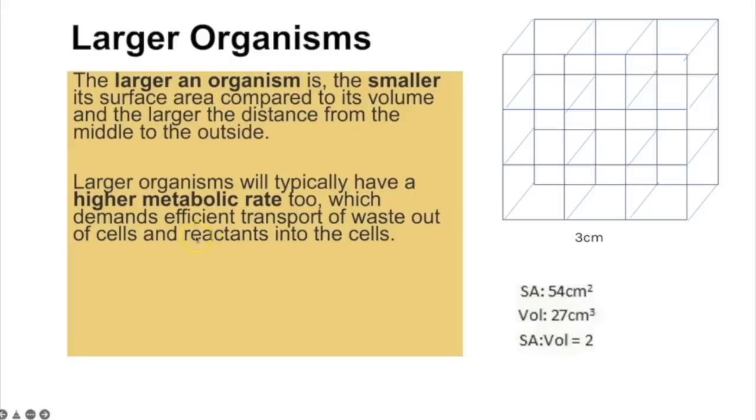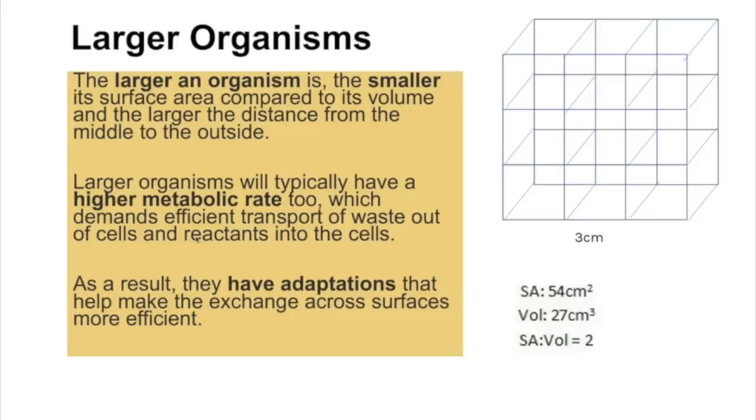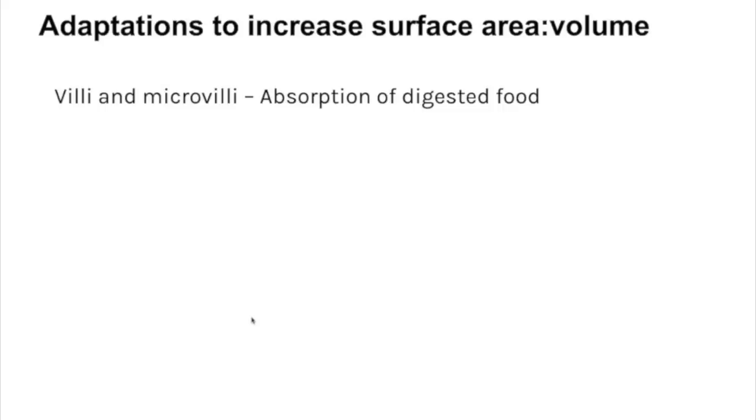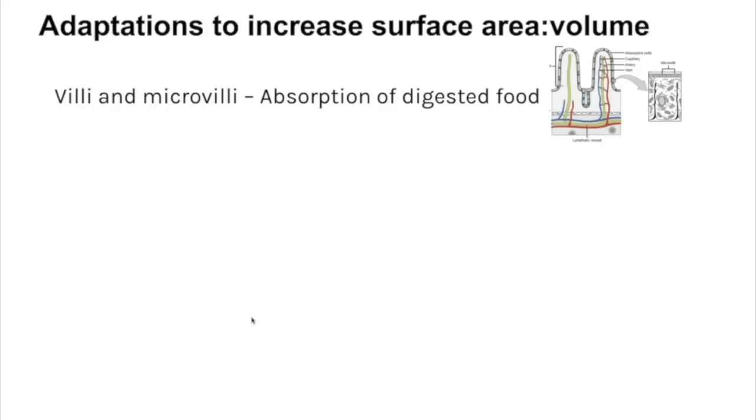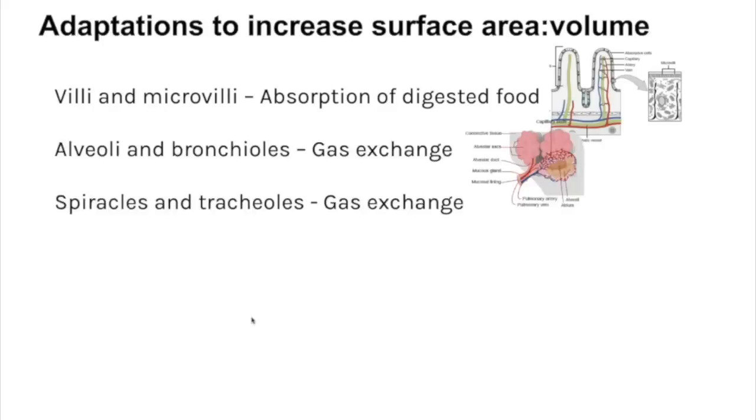So that is another reason why large organisms have to have adaptations for mass transport or just for transport across cells. And that's what most of this topic is looking at, the adaptations that organisms have for their exchange surfaces to make exchange more efficient. So some of the key adaptations are the villi and the microvilli. So within the small intestines, those two particular types of tissue and then cells to maximize the absorption of digested food. The alveoli and bronchioles, so they're involved in gas exchange.